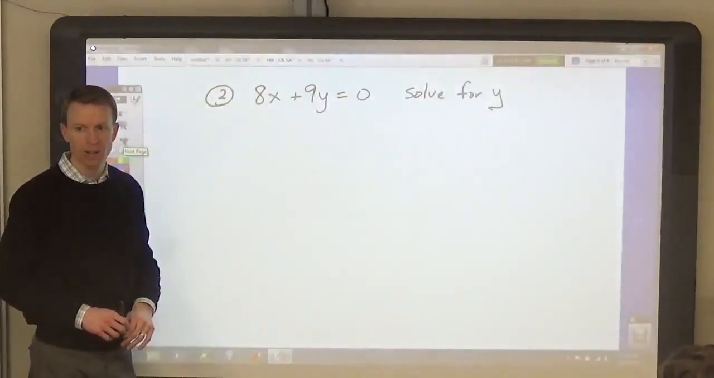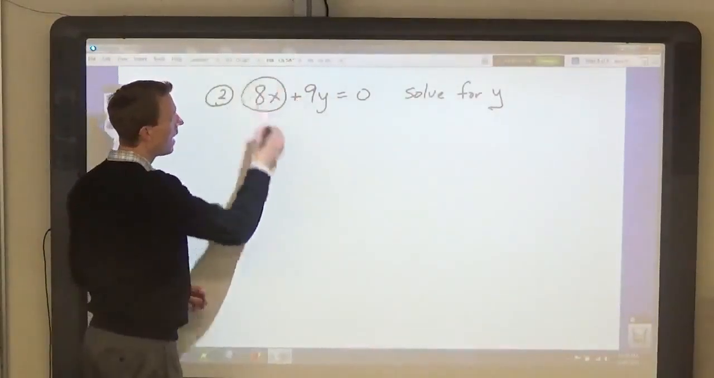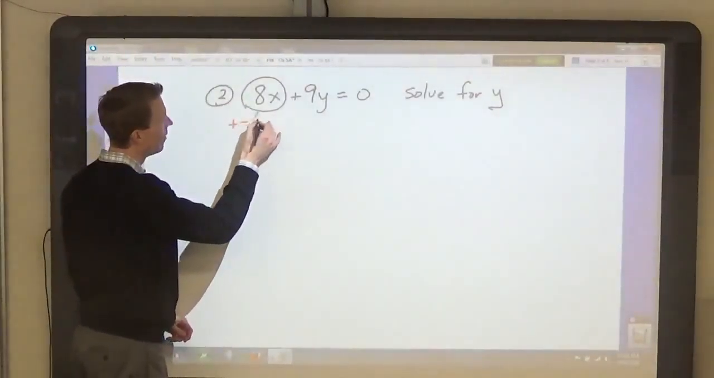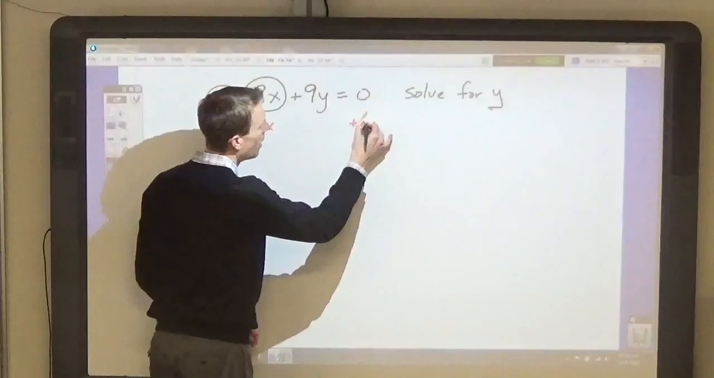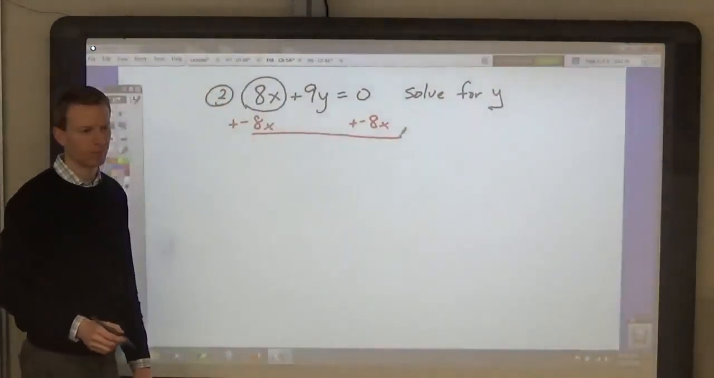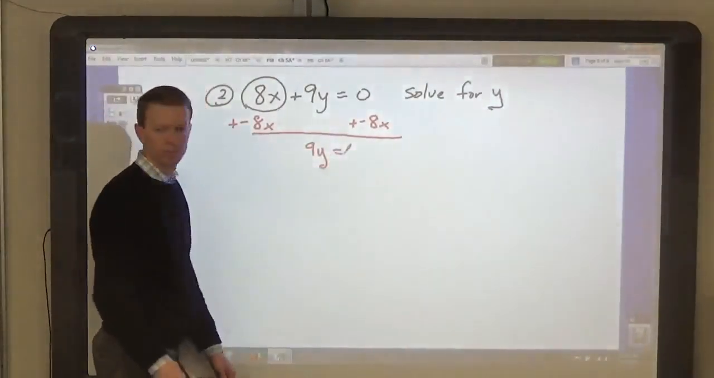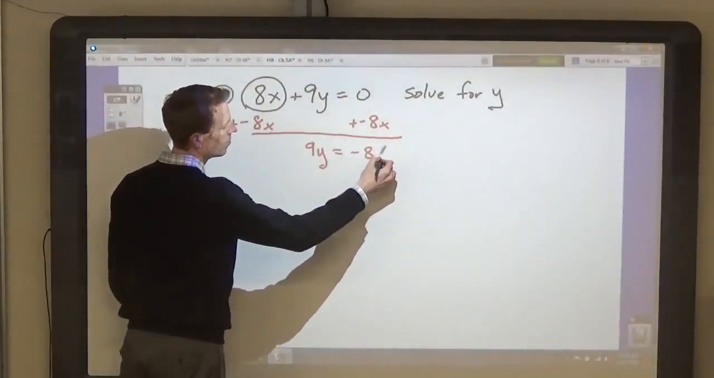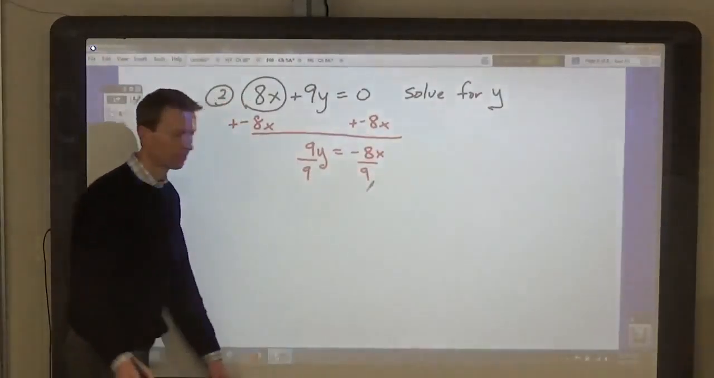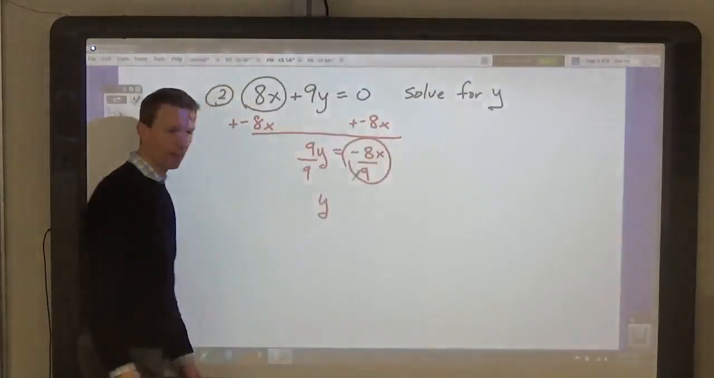You have to solve it for y. You have to get rid of the 8x. Get rid of it how? Add negative 8x to both sides. Then what? Bring down 9y. It'll be negative. Then divide by 9, 9y over 9. And y is equal to negative 8 over 9.